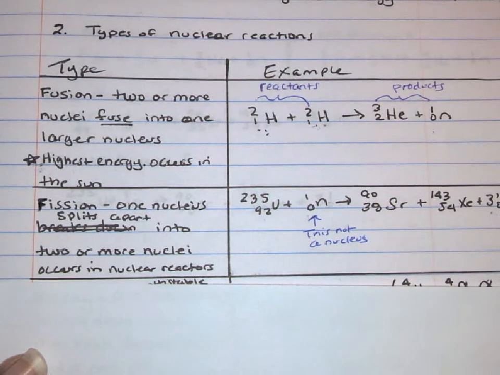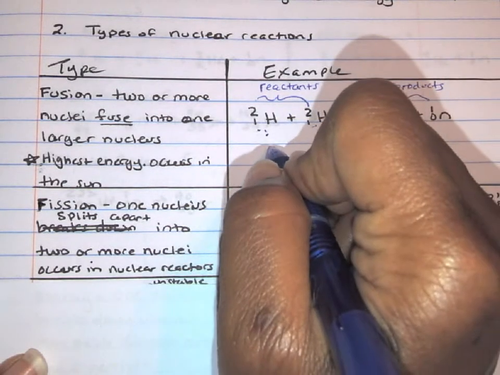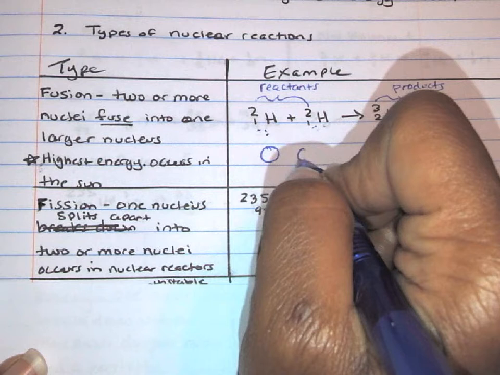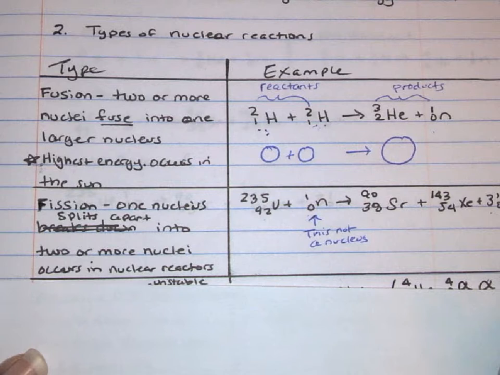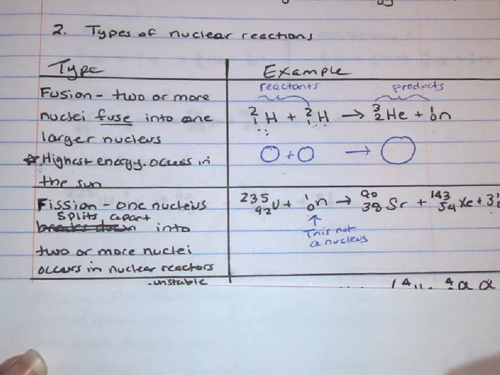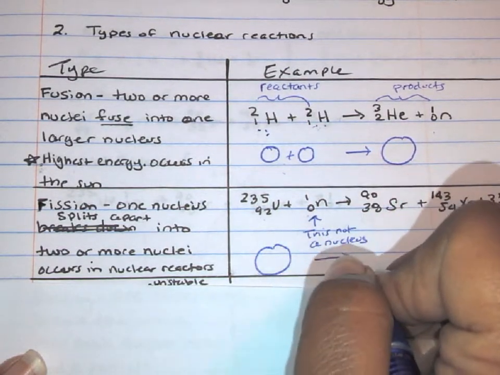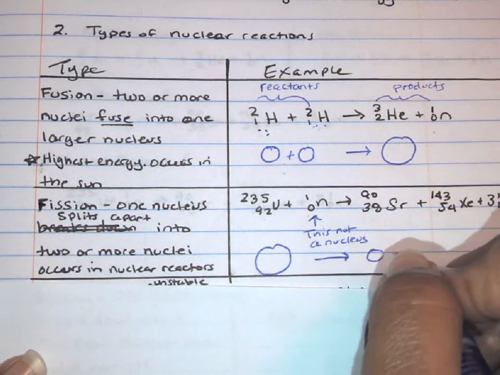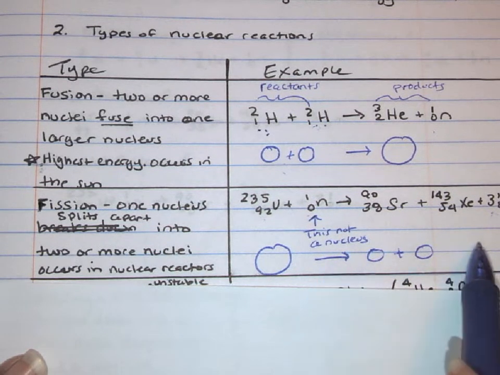Okay, so let's go ahead and summarize this, and I like to do that with pictures. For fusion, we're going to start with two smaller nuclei, and they're coming together to form a larger nucleus. So that's the key thing about fusion: two smaller nuclei forming a larger nucleus. Fission is the opposite. You start off with one larger nucleus, and it can split apart into two or more. In this case, it's just two smaller nuclei. And of course, again, these neutrons are not nuclei, they're just neutrons, subatomic particles. So they are important in the reaction, but in terms of our definition, they do not impact our definition.